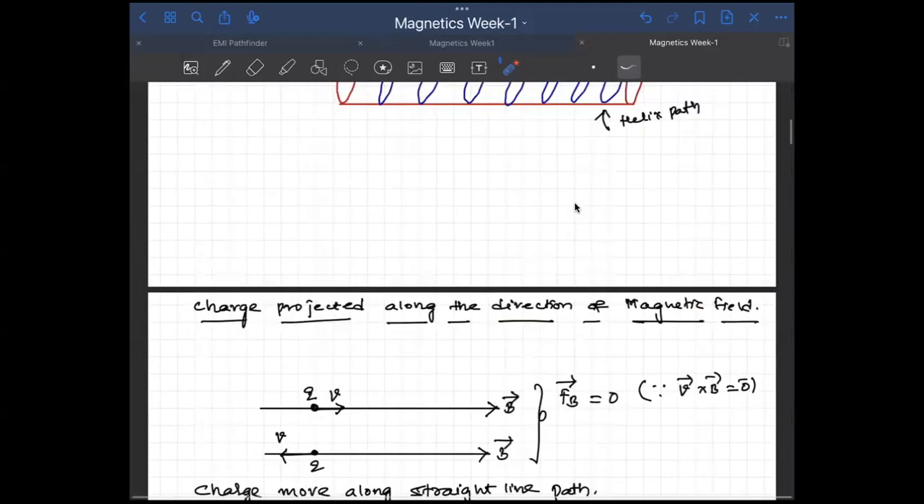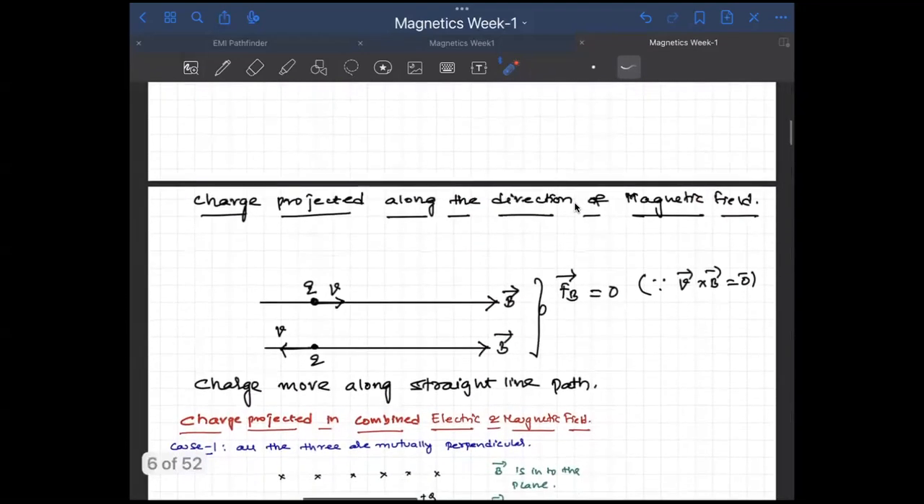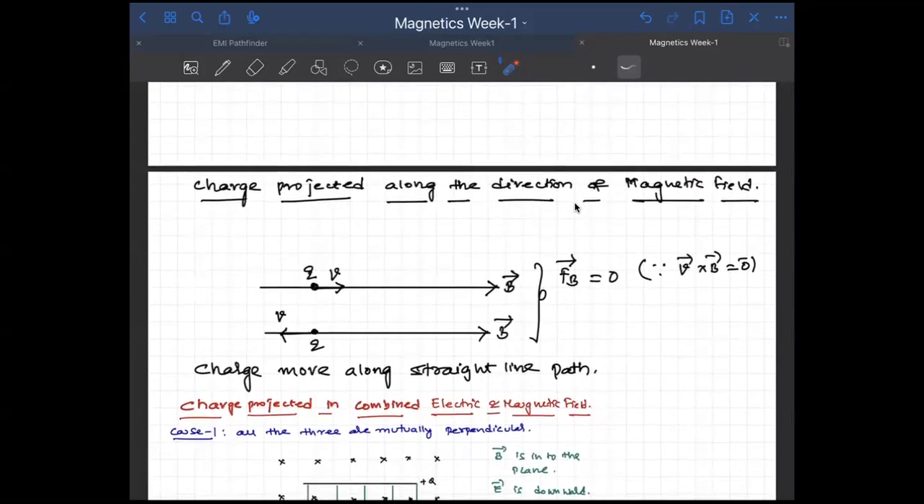One, charge projected. If the charge is projected along the direction or opposite to the direction of magnetic field, nothing happens. Why? Along the direction, q V bar cross B bar is 0. Sin 0 degrees is 0. So therefore, no effect of magnetic force. Even if there is magnetic field, my charge will not respond.